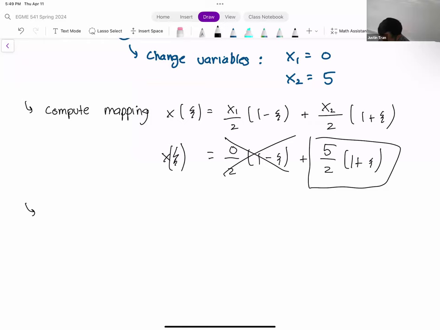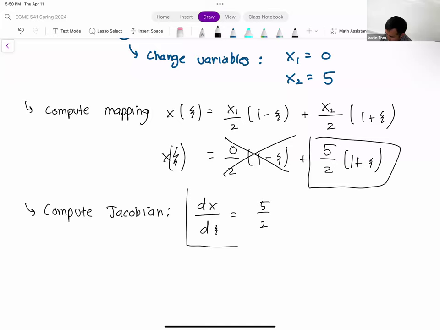All right, so next thing we're going to do is compute the Jacobian. This can be dx d xi. You have a couple options here. Now that we have the mapping, you can just take the derivative of it with respect to xi, or we can just plug into our original formula, which is x2 minus x1 divided by 2. Both of them get the same thing, which is 5 halves.